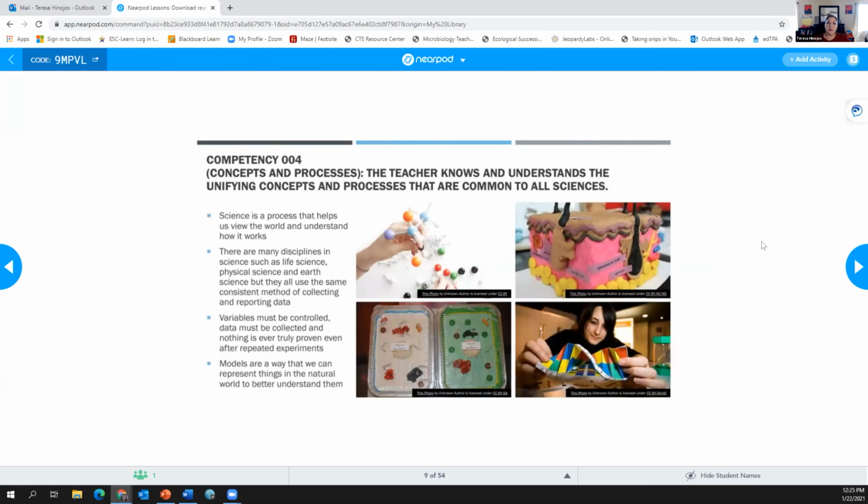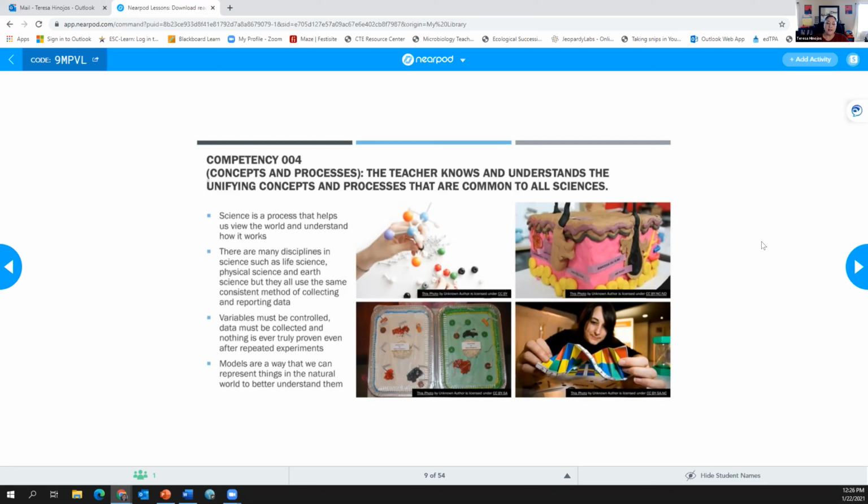Okay, so competency 4 has to do with understanding the unifying concepts and processes that are common to all sciences. So regardless of whether it's biology or physical science or geological sciences, science is just a process that helps us understand the world, and it's a way that we look at the world, but it's not just a thing we do in the classroom, right? So there's a little bit more to it.